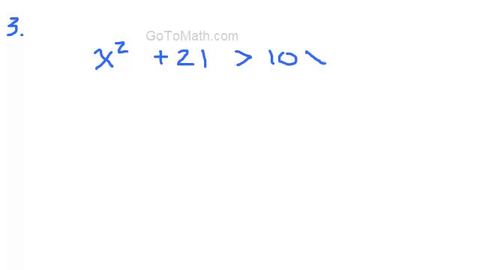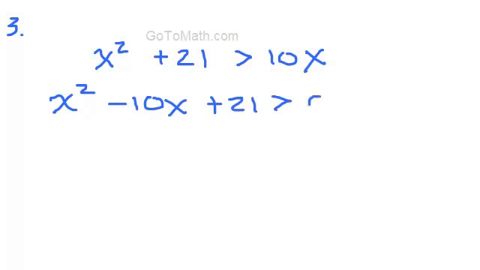Alright. Okay, we are moving right along. So let's take a look here at number 3. We have x squared plus 21 is greater than 10x. So we want to get this in standard form, and that's going to be x squared minus 10x plus 21 is greater than 0.